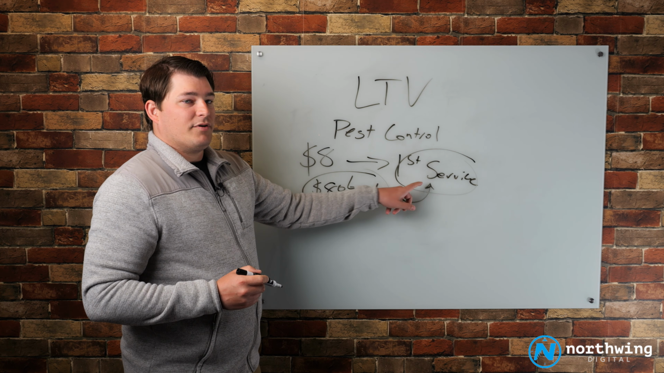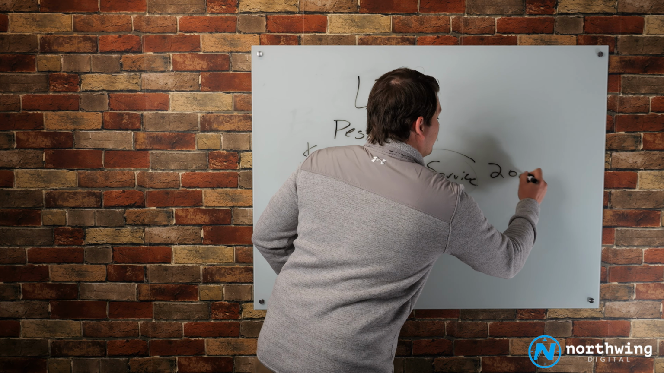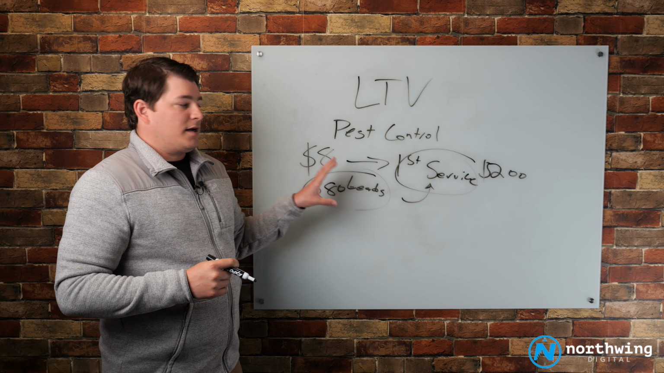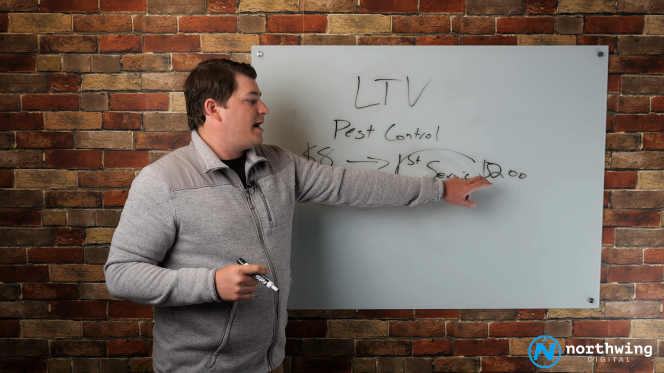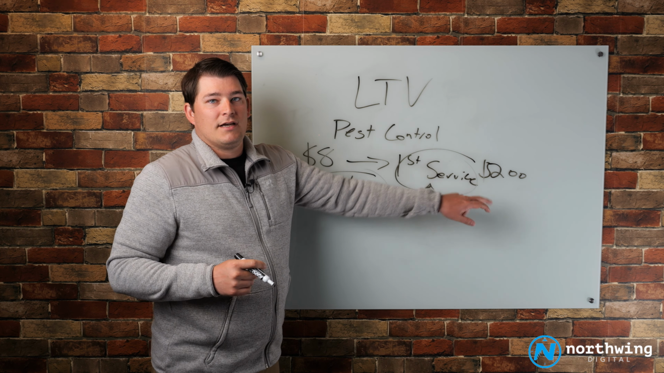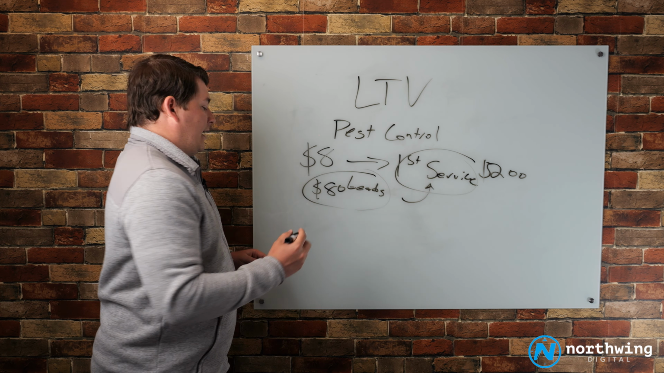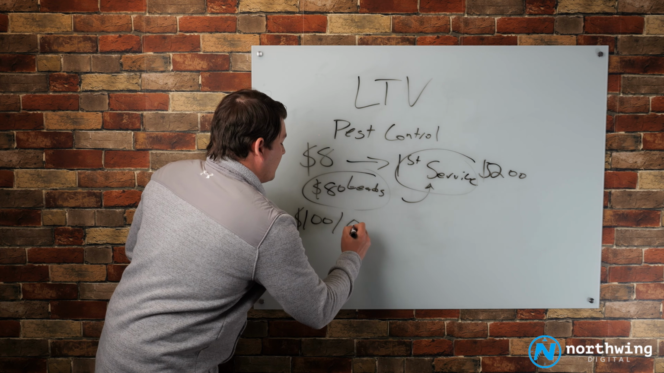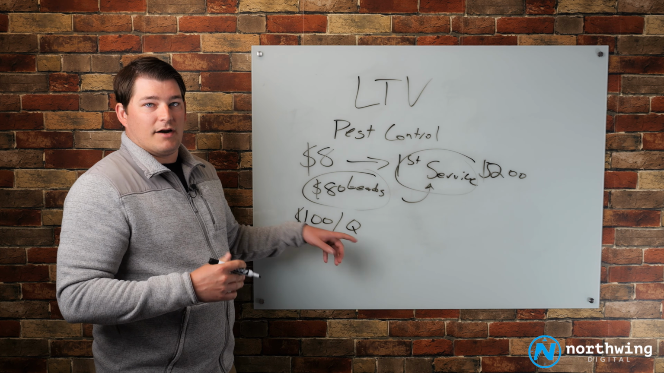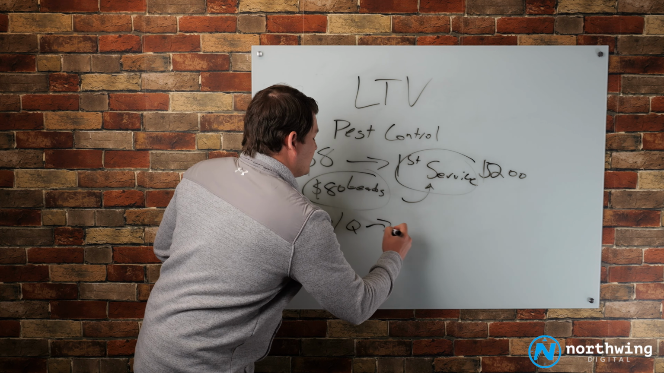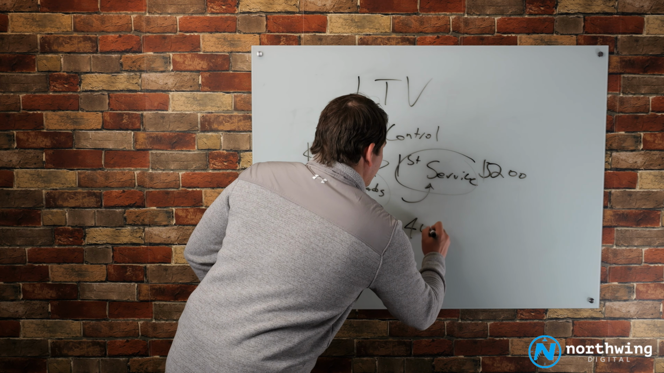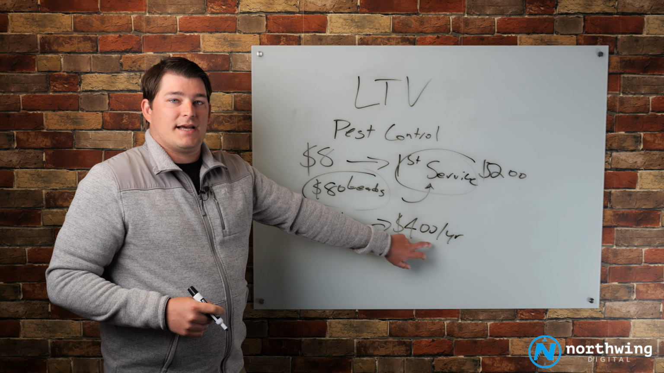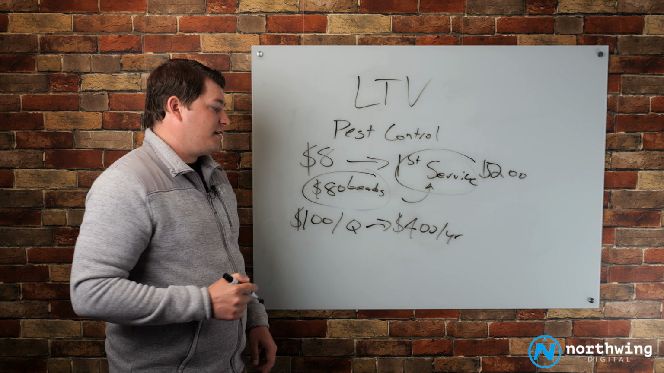The goal here is to understand that these $80 leads that you're driving to your business are not only producing a $200 initial service, right? The companies that win at this understand the rate at which they convert these first services to an ongoing customer. Let's say that customer value is $100 per quarter on a recurring plan. What that translates to is a $400 a year customer. And then the goal is to understand how many years you keep the average customer.